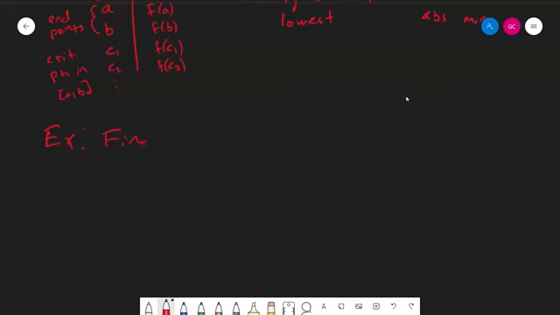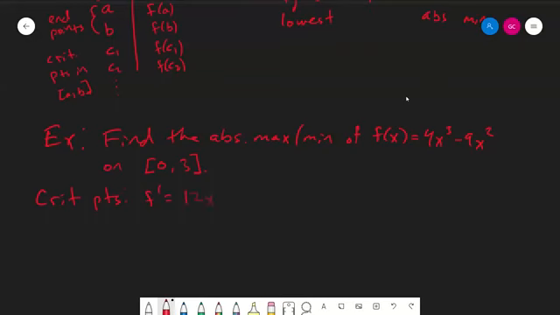So let's find the absolute maximum and minimum of the function f of x equal to 4x cubed minus 9x squared on the interval from 0 to 3. So first we want to find the critical points. We'll take the derivative of f, which in this case is 12x squared minus 18x. Since that's defined everywhere, we'll just set it equal to 0 and solve.